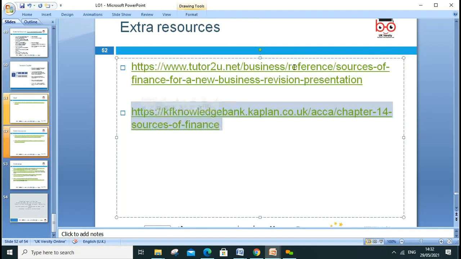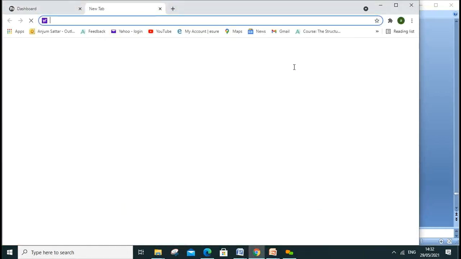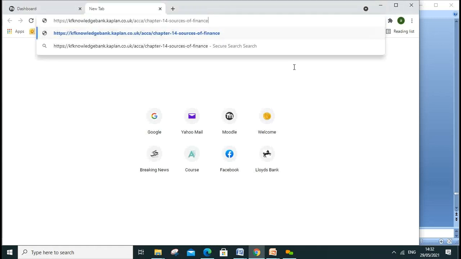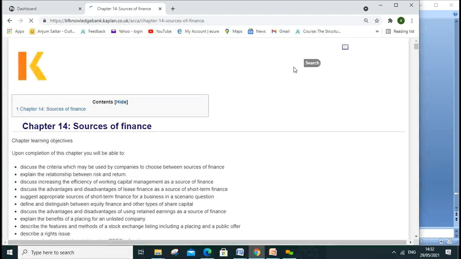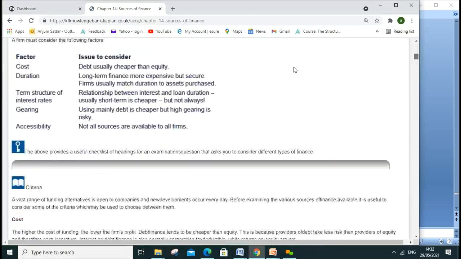If you want to read extra, please copy and paste these links on sources of finance. Kaplan's one is quite good especially, the other is good as well, but we can look at the slides. So guys, you can copy and paste these links. Before the next lesson, it's good to read them. I can just show you quickly. This chapter is all about sources of finance, from the Kaplan book and the Kaplan online resources. So that's good to be read before our next lesson.